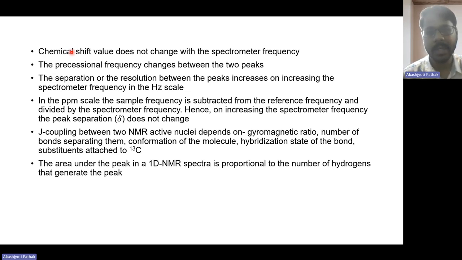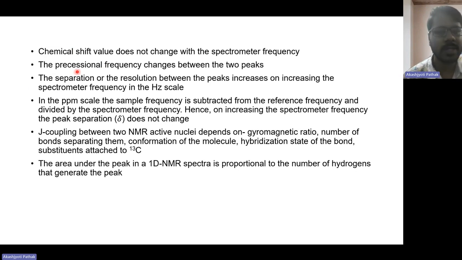So that is why, in the ppm scale, there will be no change. If, for example, you are recording the spectra on a 500 megahertz spectrometer, or on an 800 megahertz spectrometer, you will get the same chemical shift for a proton nuclei. For example, if you are recording the ethanol spectra, you will get the same whether you record it on a 700 or a 500 megahertz spectrometer. So that is what is written here.